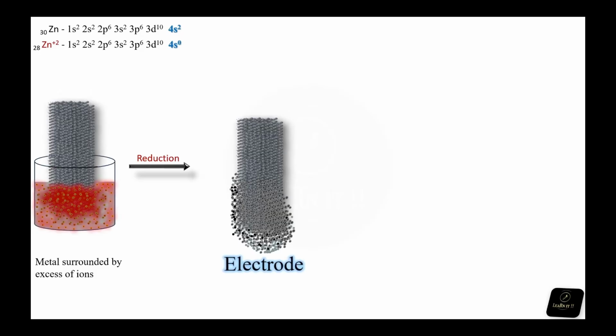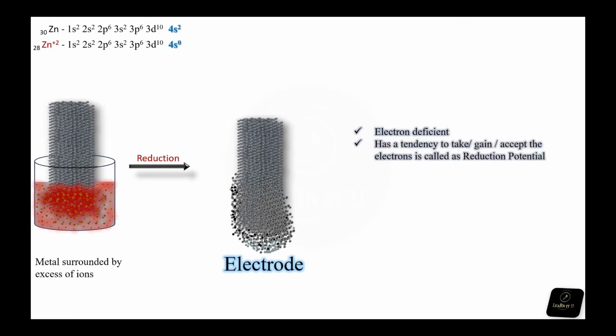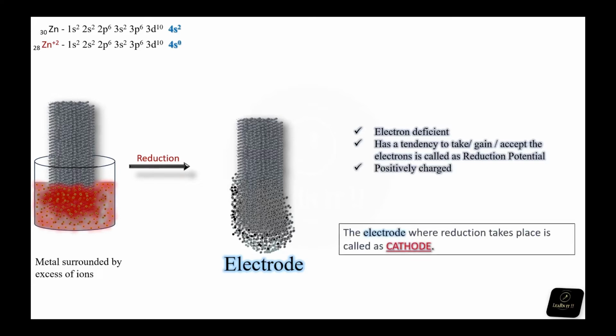With respect to this electrode, it is electron deficient and has a tendency to take, gain, or accept electrons, which is called reduction potential. It is positively charged. The electrode where reduction takes place is called the cathode. The representation of the zinc cathode is as follows: Zn+2 ion having certain concentration C is in contact with zinc, which is solid.